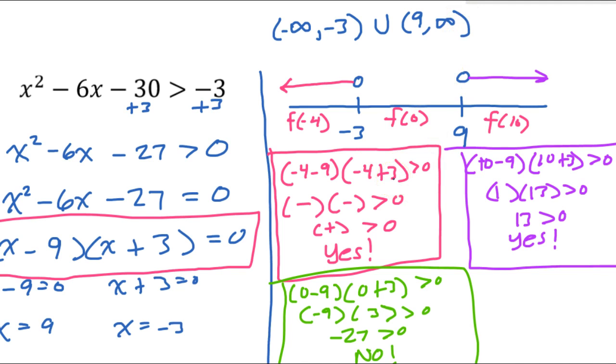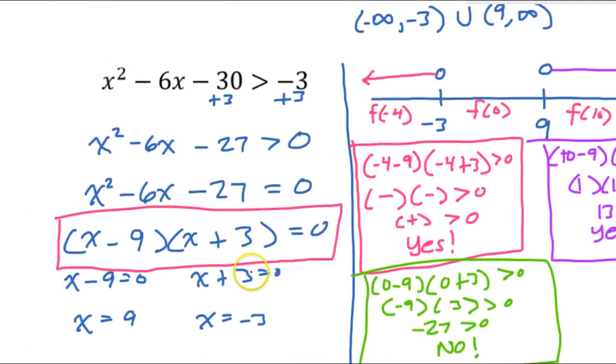Okay, do you guys understand why I'm using parentheses and not brackets on those points negative 3 and 9? All right, open circles equal parentheses. All right, any questions on that one?